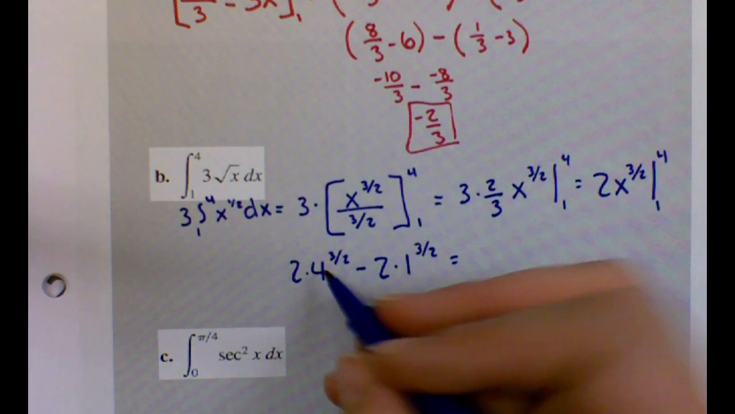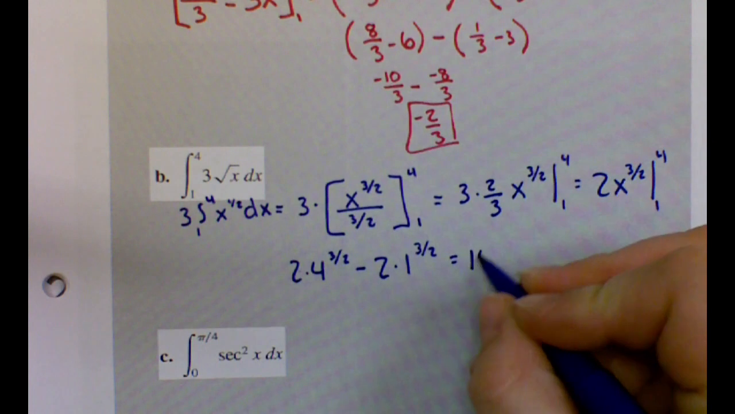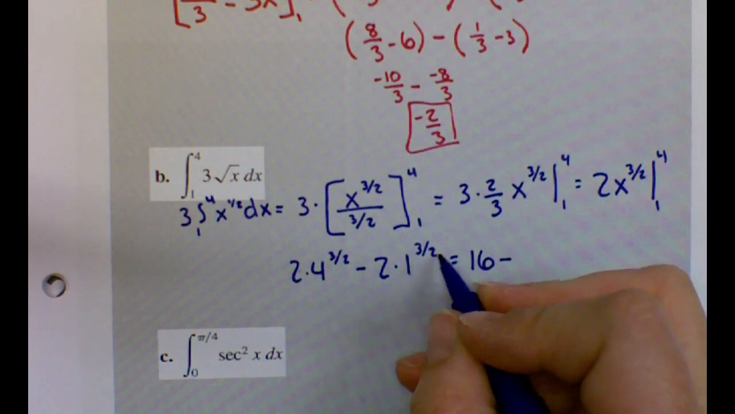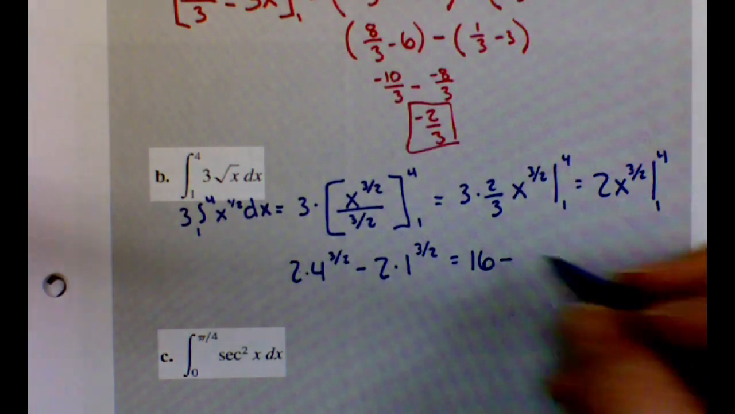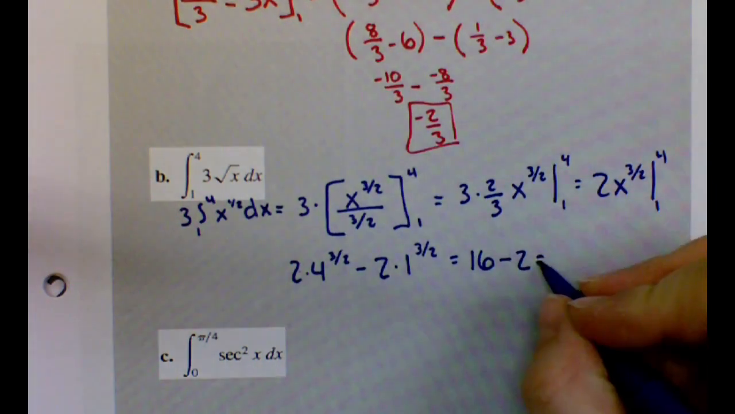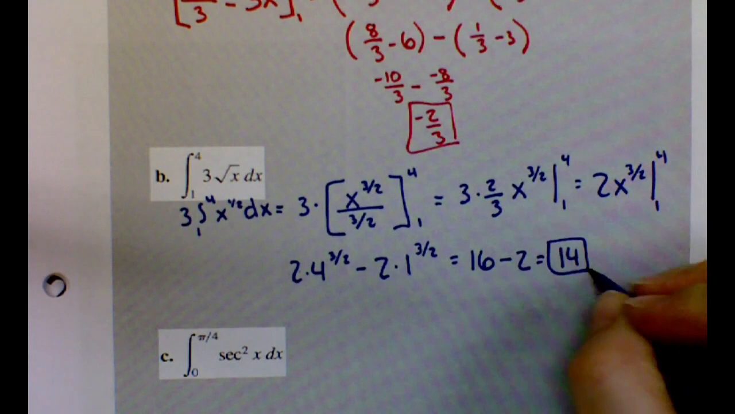2 cubed is 8 times 2 again, which is 16. 1 to any power is just 1. So 2 times 1 is 2. And so we get 14 for that definite integral.